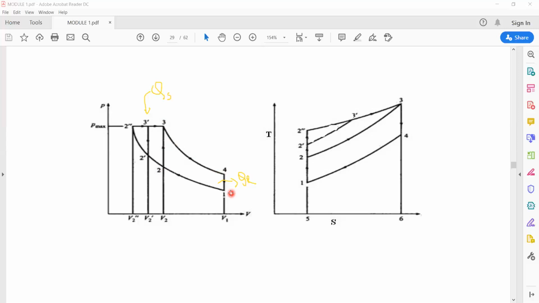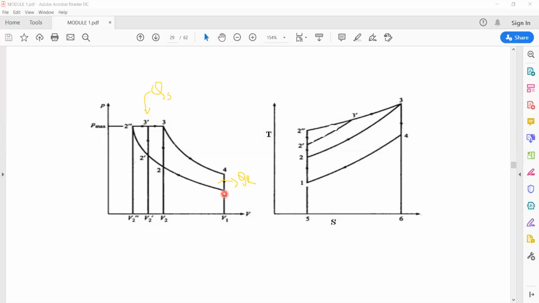So the cycle in which we have two adiabatic processes and two constant volume processes is known as the Otto cycle. 1, 2, 3, 4, 1 is the Otto cycle. 1, 2 dash, 3 dash, 3, 4, 1 is dual cycle. 1, 2 double dash, 3, 4, 1 is the diesel cycle. Okay.